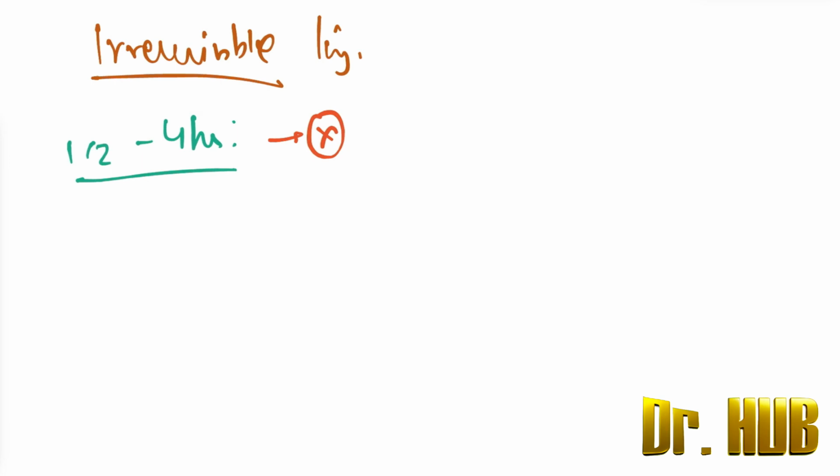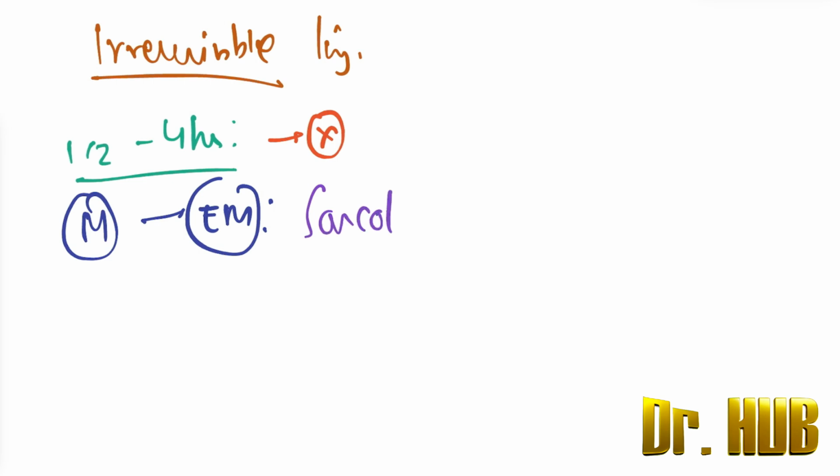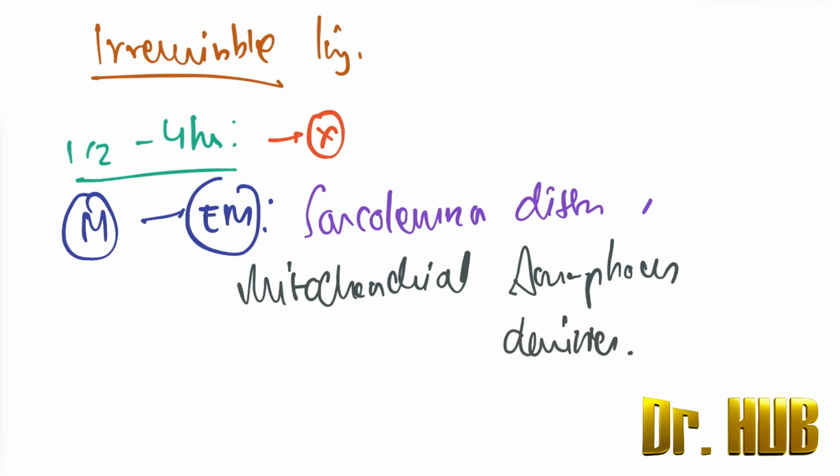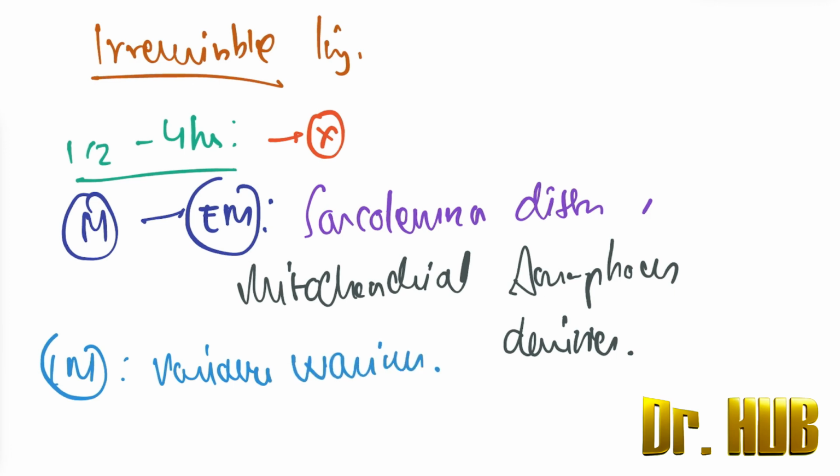The microscopic features include electron microscopy, where there is sarcolemma disruption and also mitochondrial amorphous densities. From half an hour to 4 hours, in light microscopy there is variable waviness of the fibers at the border.